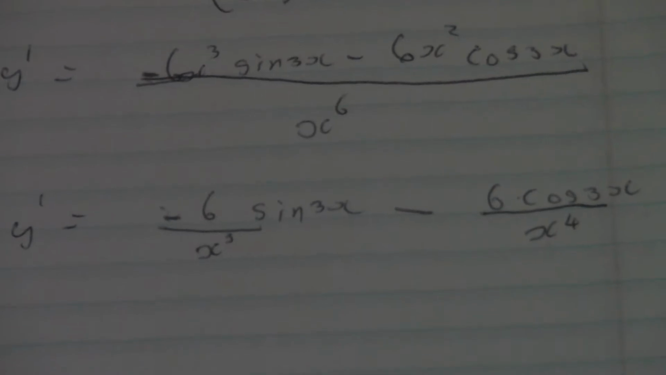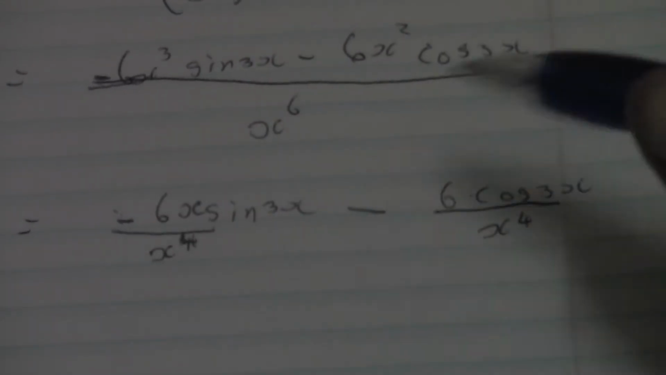Right, now I want to make a common denominator. So I want to make this 4. So I put an x there and I put a 4 there. It's still the same thing. You can figure it out by thinking.